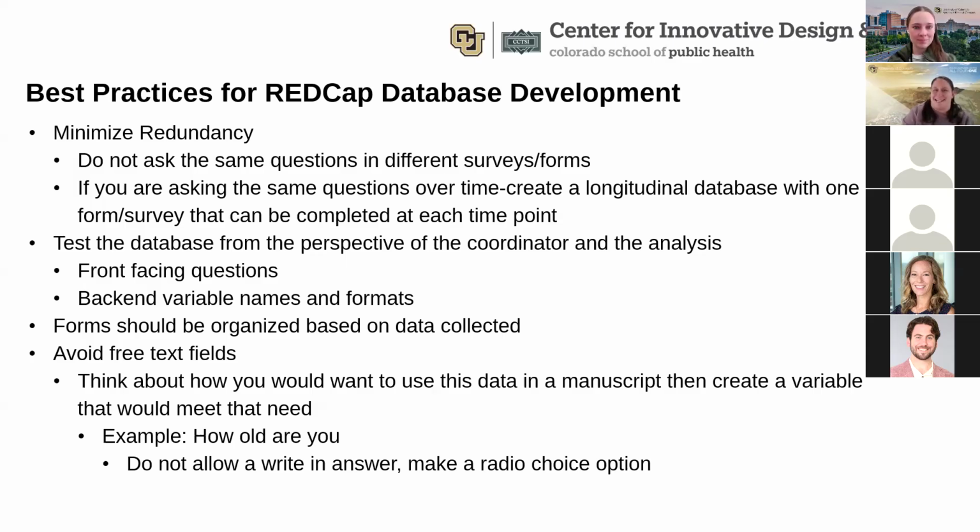A big one as a statistician is avoid free text fields. On the back end, this is very, very, very difficult for us to parse through and be able to get meaningful information from. Not that we can't do it, but on the front end for you, what you would want to think about is what you're trying to get from this information, what is important. So if we're asking for age, instead of having somebody write in age where there could be a lot of different mistakes, you can make it a radio choice option or a drop down option where somebody can then choose their age, or the coordinator can choose the age.